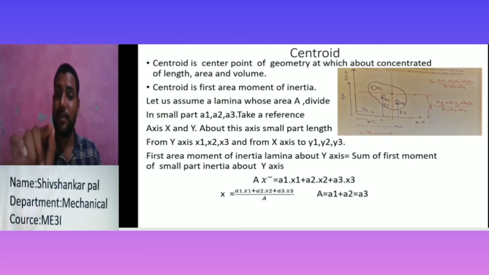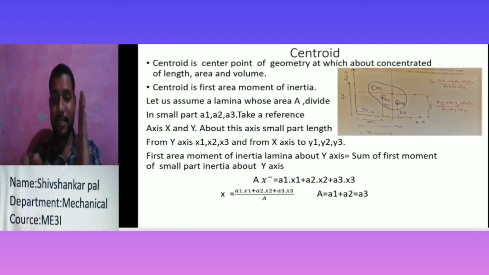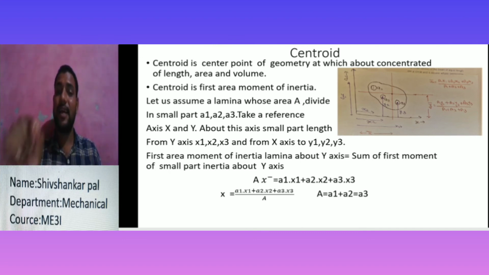The centroid of the given geometry is located at x bar, the distance from the y-axis, and y bar, the distance from the x-axis. Then we find the centroid point O, and the axis drawn through this centroid point is known as the centroidal axis. I draw it in the figure with a red pen; that axis is known as the centroidal axis.